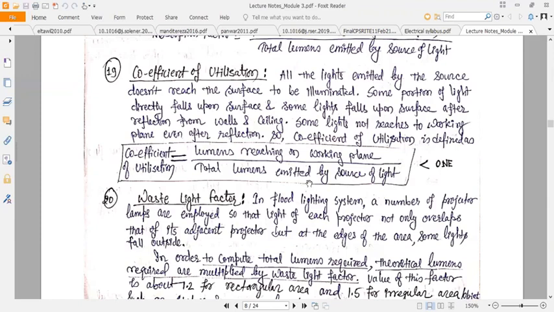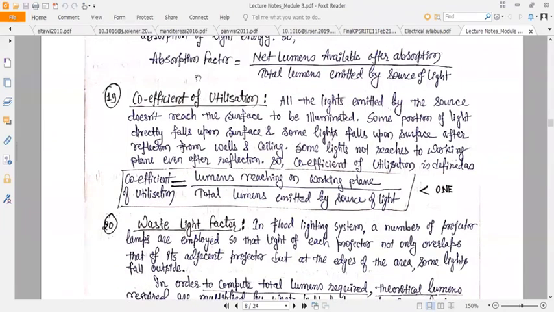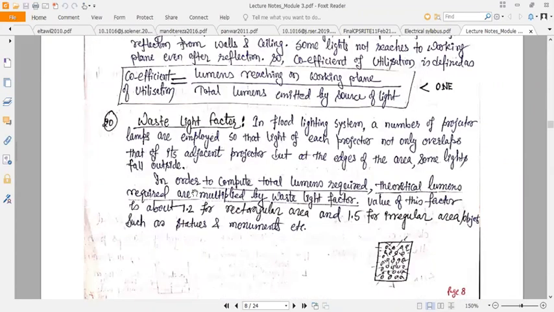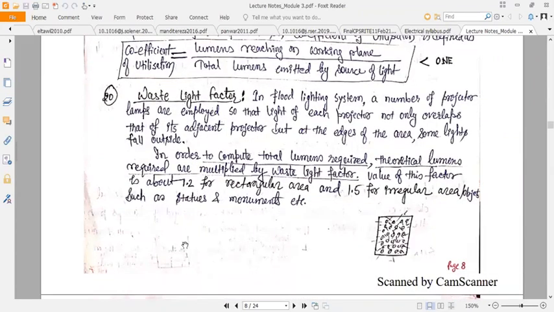So basically it is talking about how much we are utilizing, and the absorption factor is talking about how much is absorbed in the atmosphere. That is the basic difference between the absorption factor and coefficient of utilization. And the last one is the waste light factor.